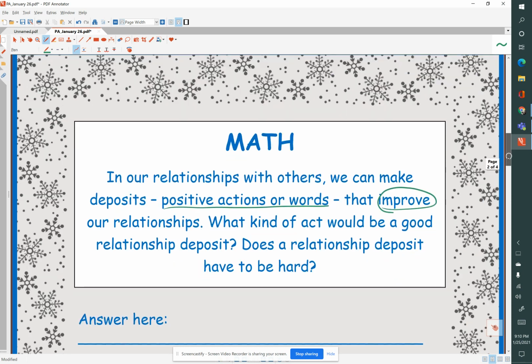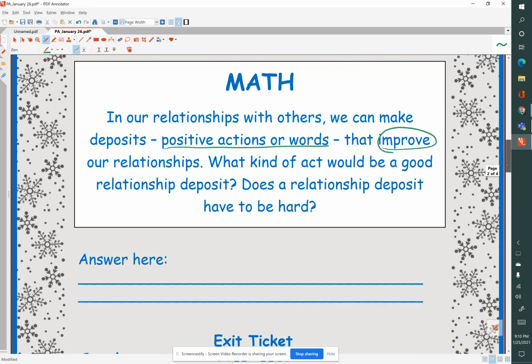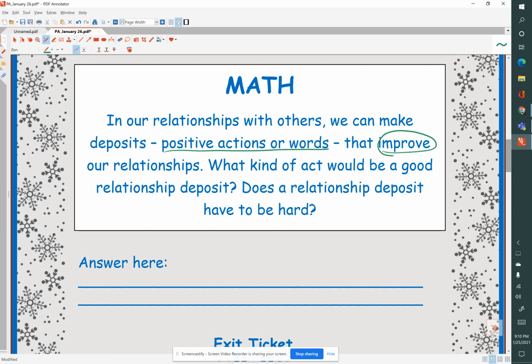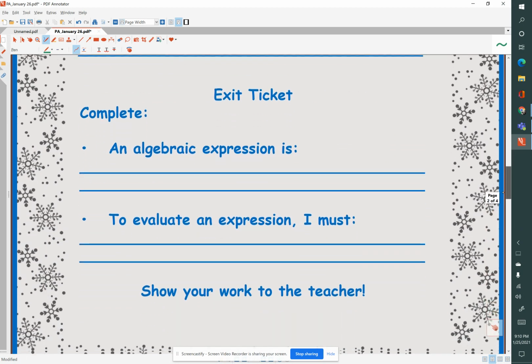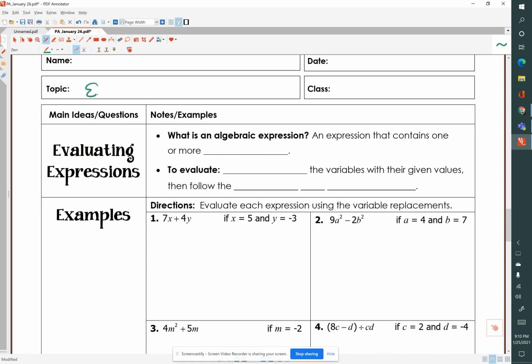So think of those things you do to keep your relationships healthy and in the right direction, so that you understand each other, you're a good listener. Maybe you help each other out, maybe you do favors. We call those relationship deposits. Sort of like you make a deposit in a bank when you want to save money. Well, when you want to save up goodwill with each other, you also can make a relationship deposit. So please put your answer here on these lines. We'll come back to our exit ticket later, but let's get started with our topic, evaluating expressions.